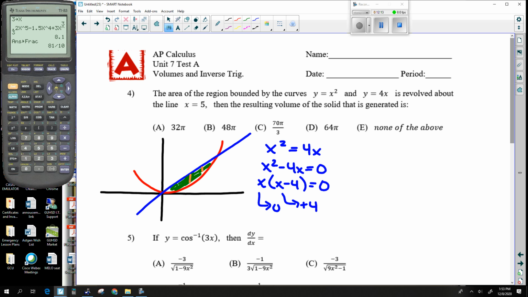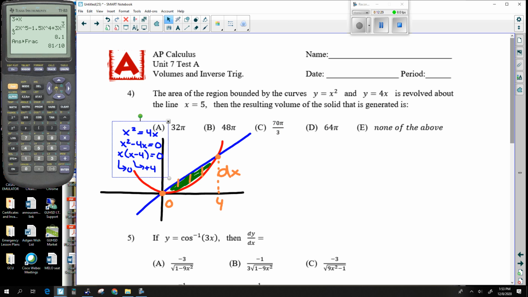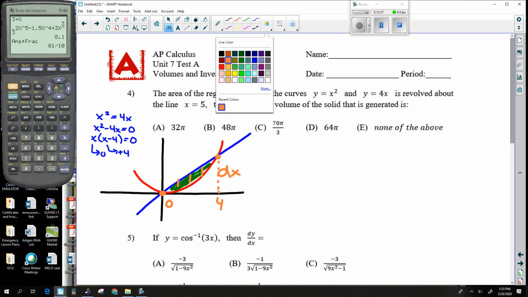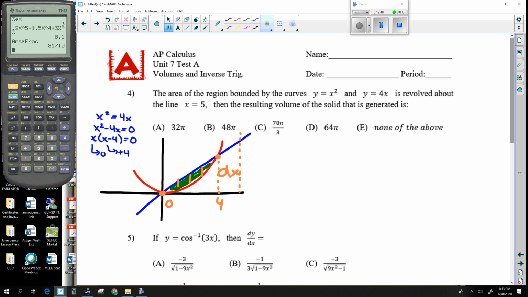So again, I'm integrating up and down. This is a dx method. My integration starts at 0 and goes to 4. As such, okay, let's take a look at how this is being revolved. So this is being revolved around x is equal to 5. So x is equal to 5 is out here, which is a dy kind of revolution. These do not match up. So this is going to be the pi.